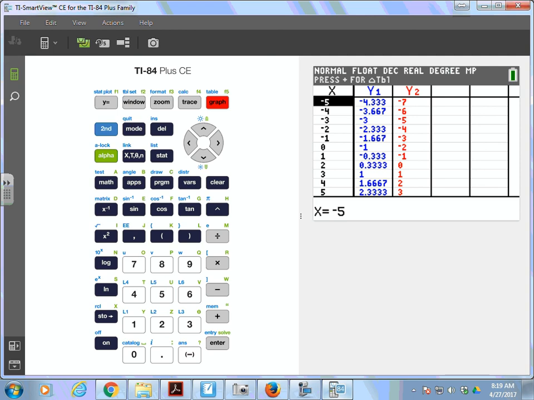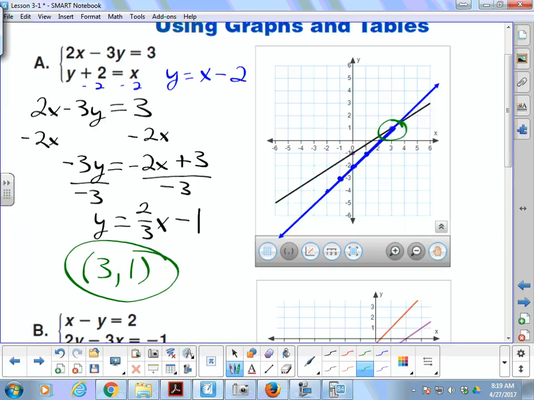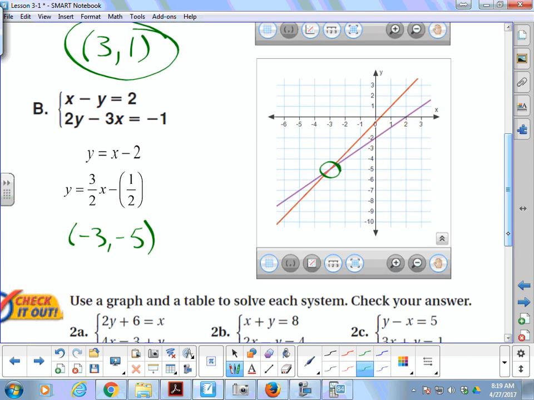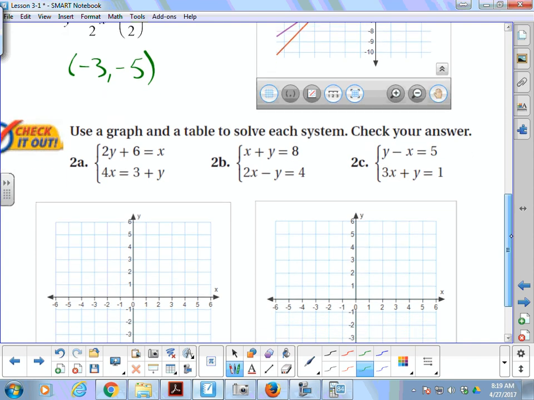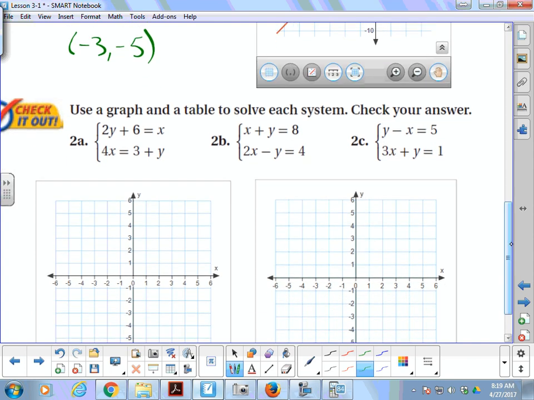All right, so you go ahead and do the second one with your calculator and see if you get the same answer that we did of -3, -5. So when they're in slope-intercept form, put them in your y equals. And then we're going to go to second trace for intersection. So you do the second one, make sure you get the right answer. And then we're going to do one of these. I'm going to rewrite one of these down here.